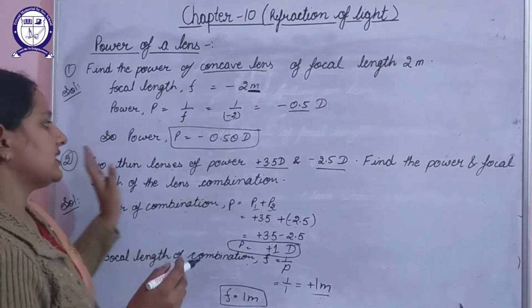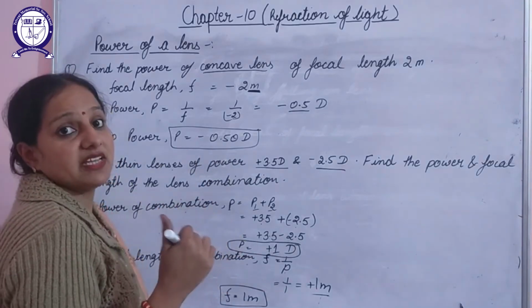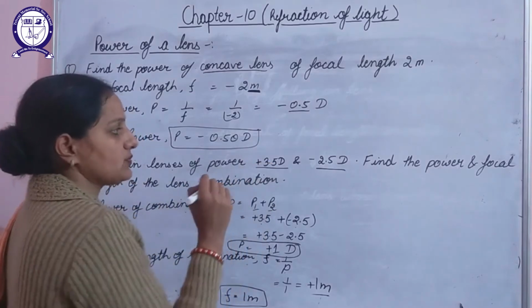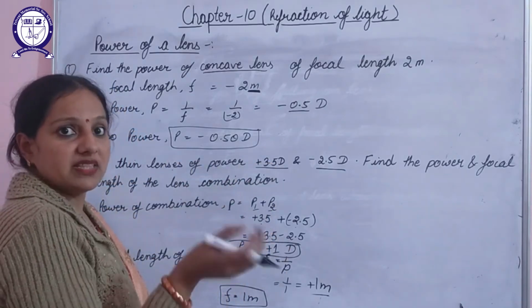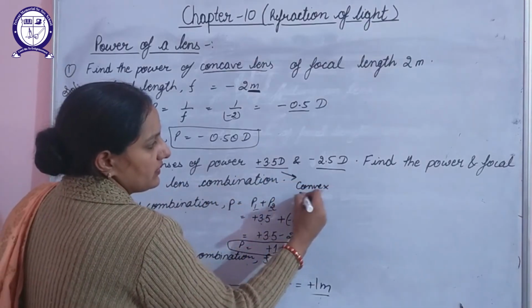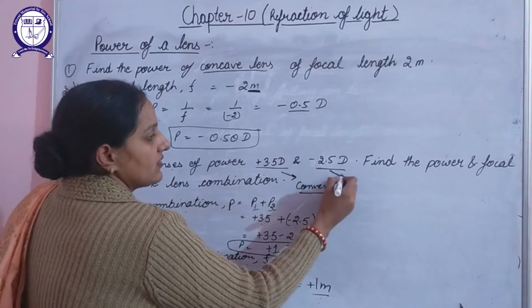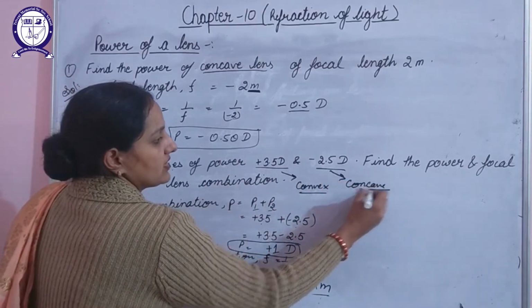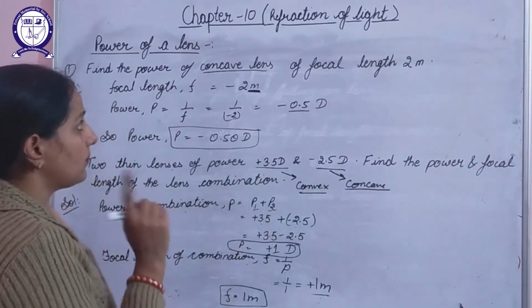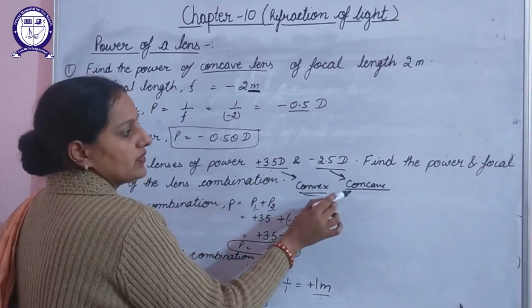One more thing: suppose that powers are given and you are asked to specify the nature of the lens. If the power is positive, what type of lens is this? Positive power indicates a positive value of focal length, and the focal length of a convex lens is positive. So this specifies a convex lens. If the power is negative, that means its focal length will also be negative, and negative is for a concave lens. So a concave lens always has a negative focal length, and a convex lens always has a positive focal length. Because of that, positive power indicates a convex lens and negative power indicates a concave lens.